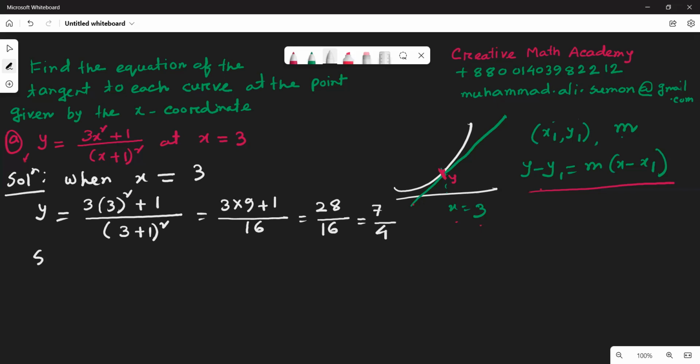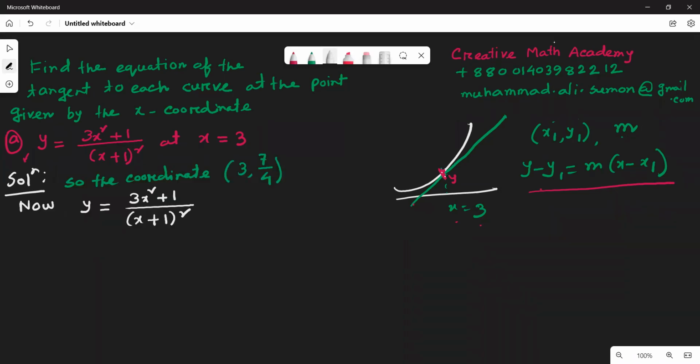So the coordinate through which this tangent passes, where the tangent touches, is (3, 7/4). This is the coordinate where this line touches this curve. Now we should find the gradient of this curve. We have to differentiate. Now see how we can differentiate.